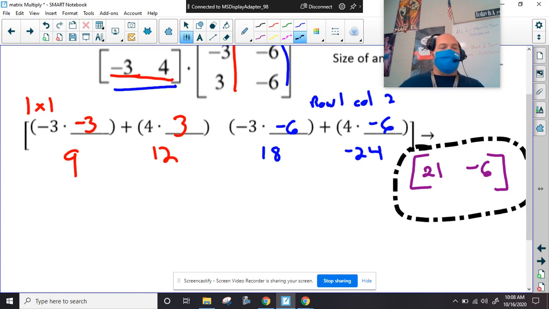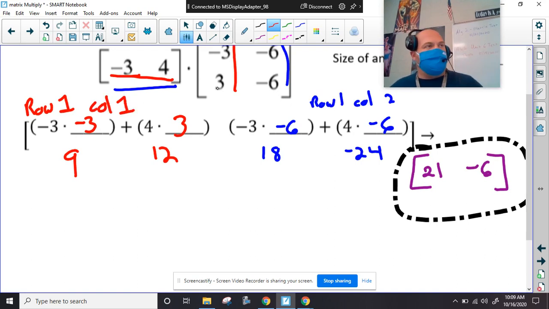Why does it say row 1, column 2? It's because I kind of realized I probably shouldn't be writing 1 times 1 because that's the size. This position is in row 1, column 1. So we know we take this row times this column.